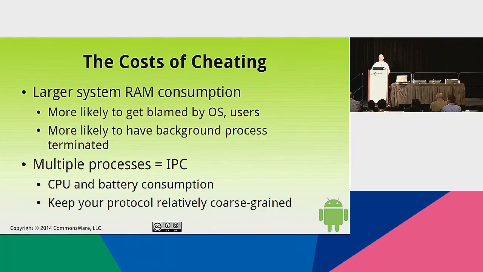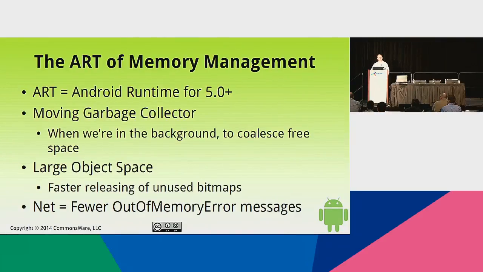But all of these are going to cause your system RAM consumption to climb. You are getting away from the heap limits, but that RAM is still counted against your process. It's going to increase the odds that that process will eventually get terminated due to low memory conditions. And as I mentioned, there's the additional overhead of the IPC, inter-process communication, adding CPU time to a lot of your communications. Try to keep the protocol between those processes coarse-grained.